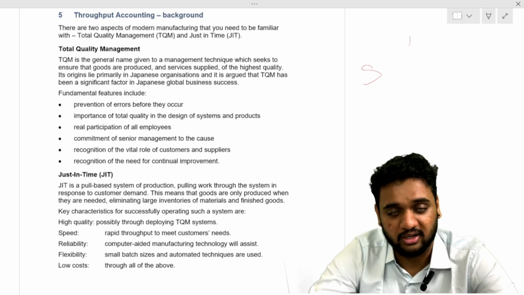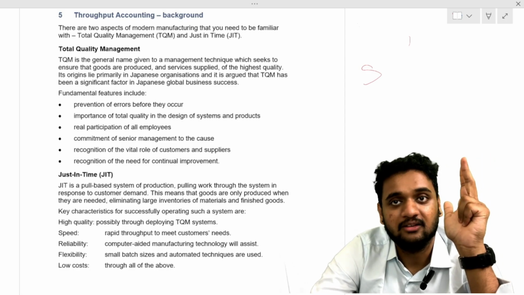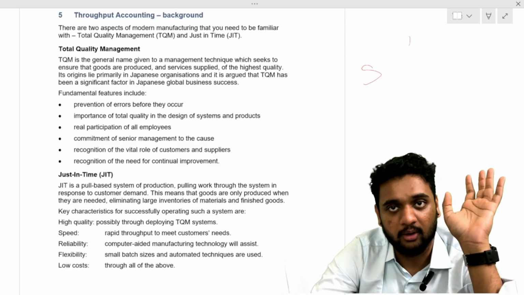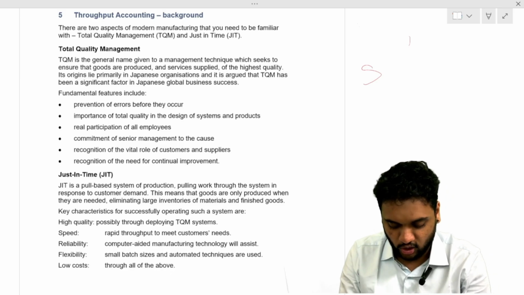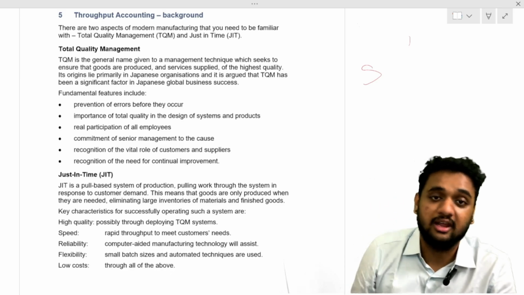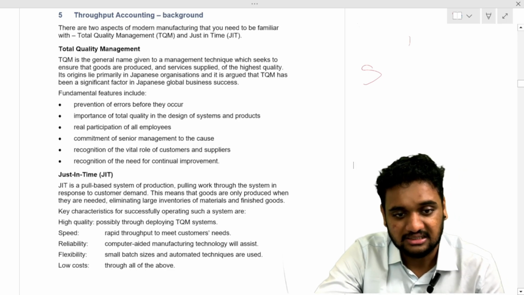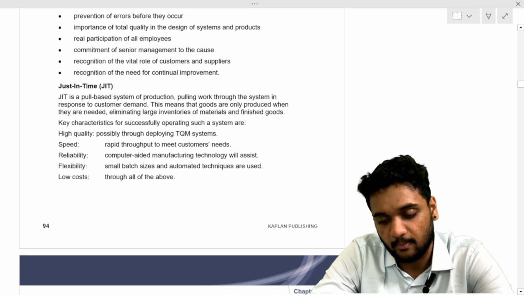3 things you will remember more than enough. First one is prevention of errors before they occur. Second one is senior management commitment to the cost. Then the need for continuous improvement, something should be there on a daily basis. More than a concept, it works in your real life also. Understood? Next we will see something called just in time.